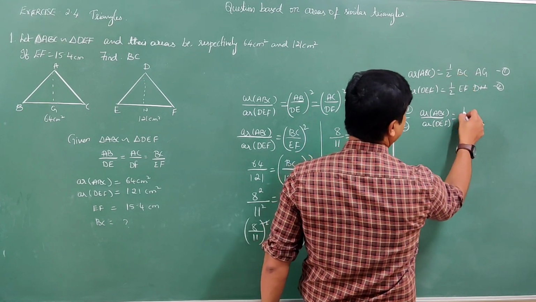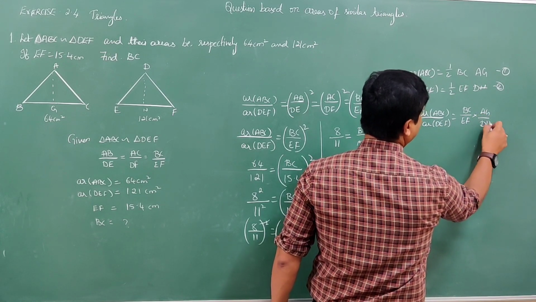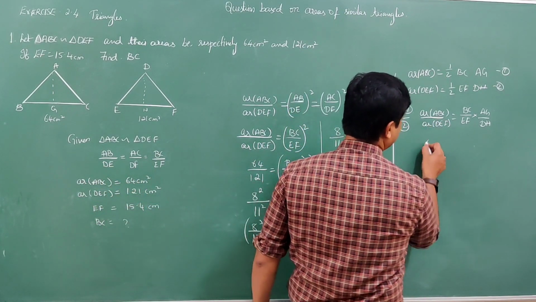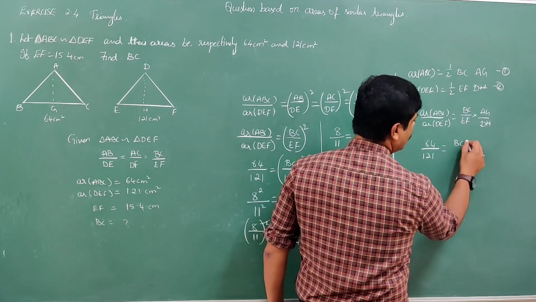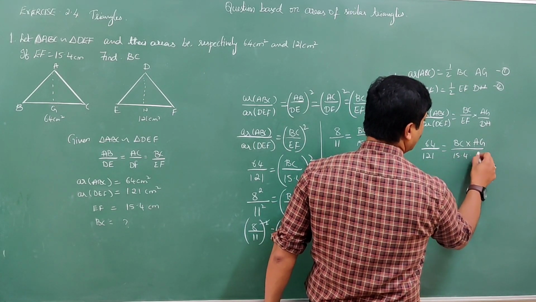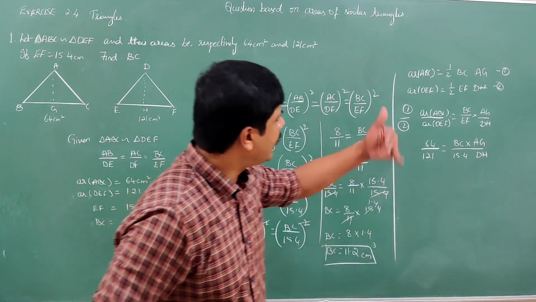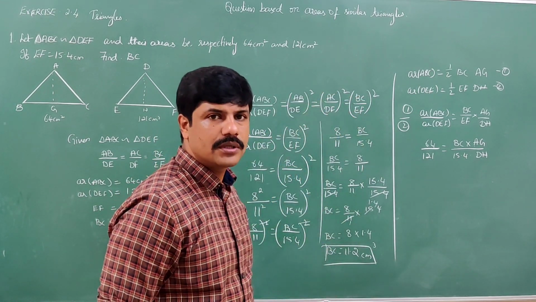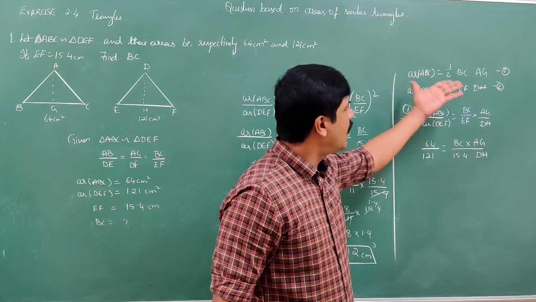When you divide, the half gets cancelled. BC, EF, AG, DH, write down and substitute the values. What is the value? Area of this one is 64 divided by 121 is equal to BC value, don't know, AG value, don't know, EF value is 15.4 and DH, write down. If you want to find it by an alternative method, not using the theorem of areas of similar triangles, you cannot solve this problem.